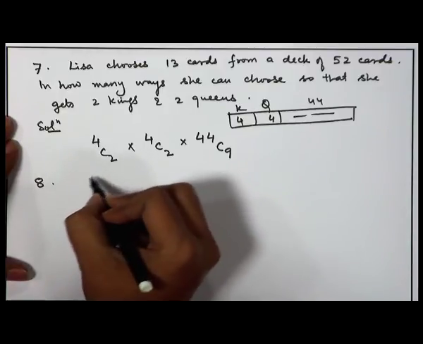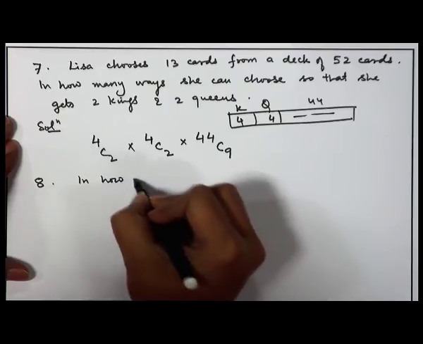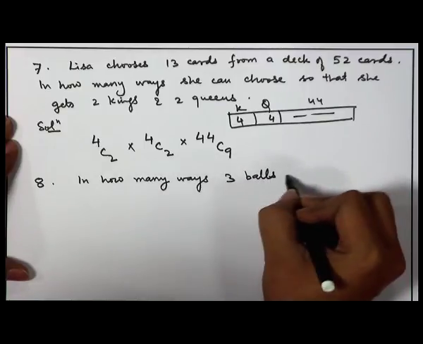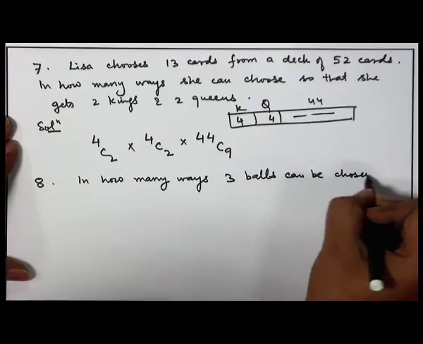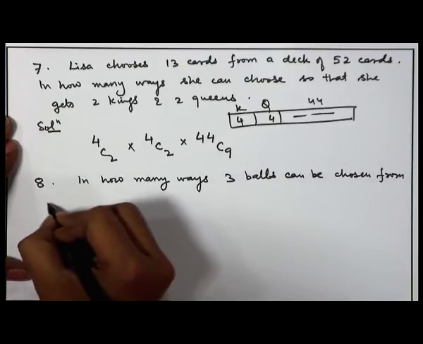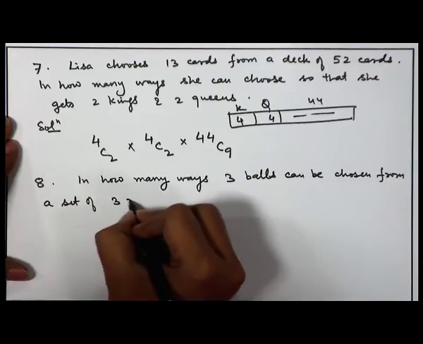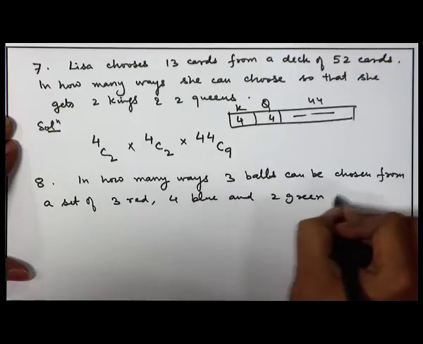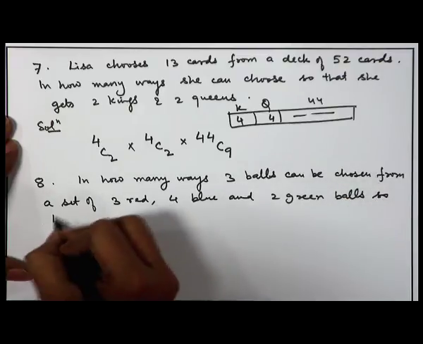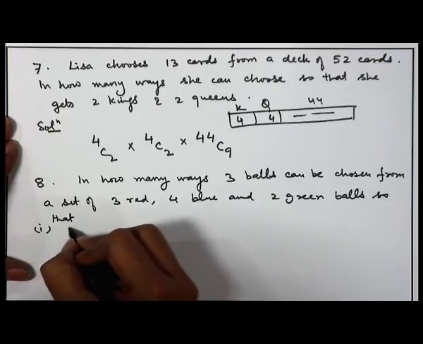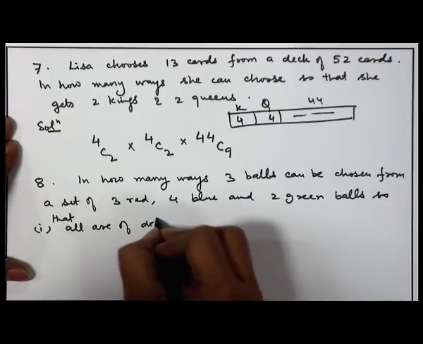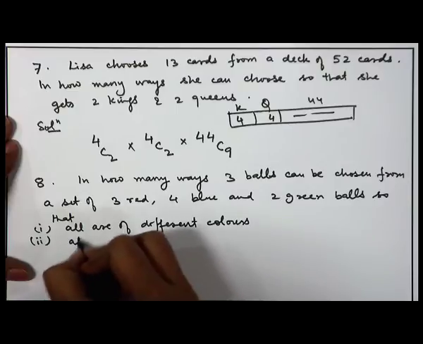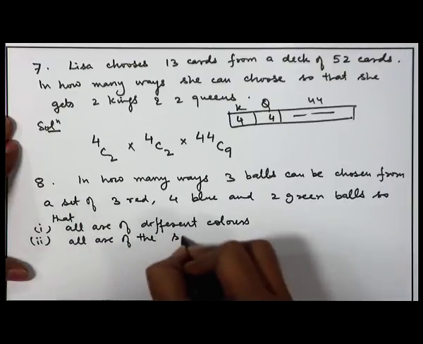Let us take another problem of combination. In how many ways can 3 balls be chosen from a set of 3 red, 4 blue and 2 green balls, so that all are of different colors or all are of the same color?